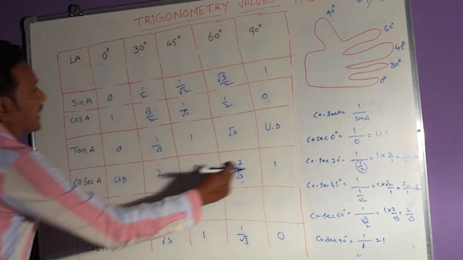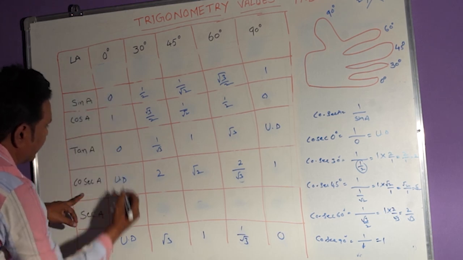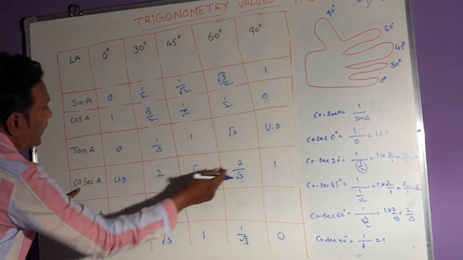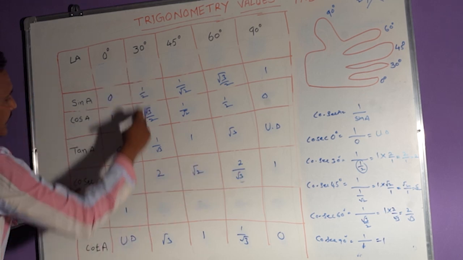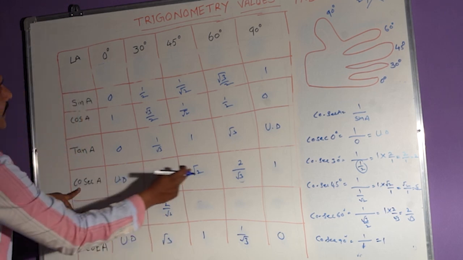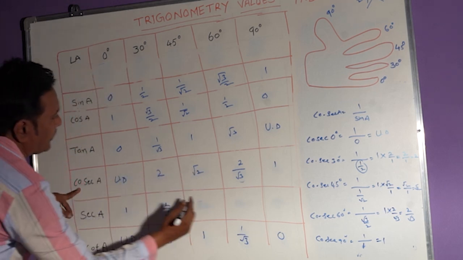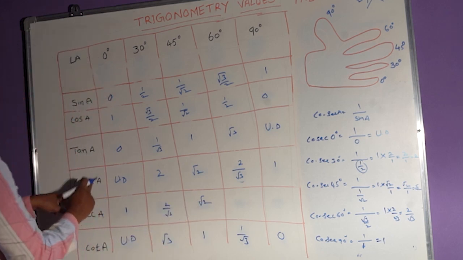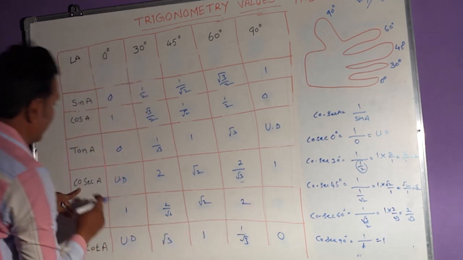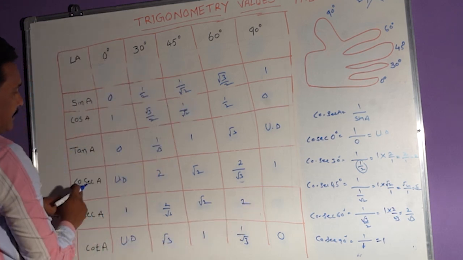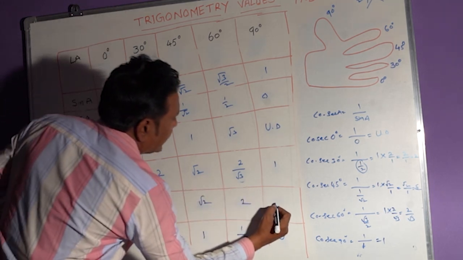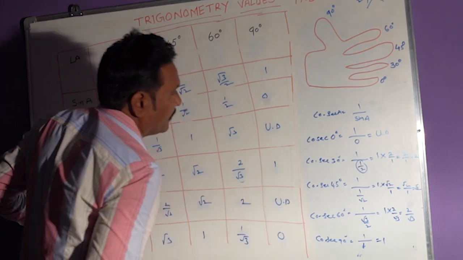Next, cosecant 90 degrees to 0 degree value is secant 0 degrees to 90 degrees value. Then cosecant 90 degrees is equal to 1, sec 0 degree value is 1. Cosecant 60 value is 2 by root 3, sec 30 degree value is 2 by root 3. Next, cosecant 45 degrees is equal to root 2, sec 45 is equal to root 2. Cosecant 30 degree value is 2, sec 60 degree value is 2. Cosecant 0 degree value is undefinable, sec 90 degree value is undefinable.